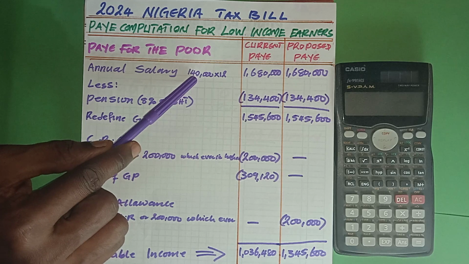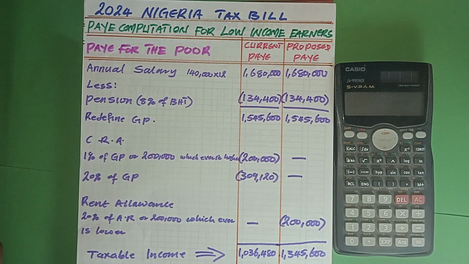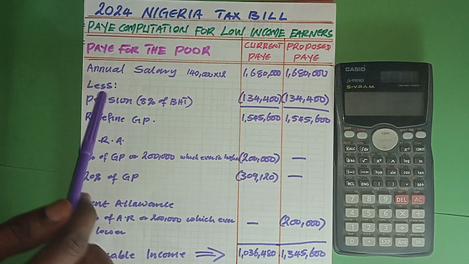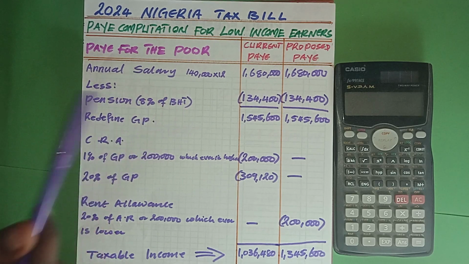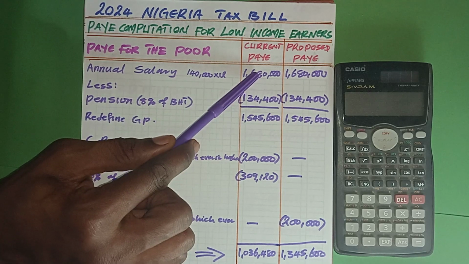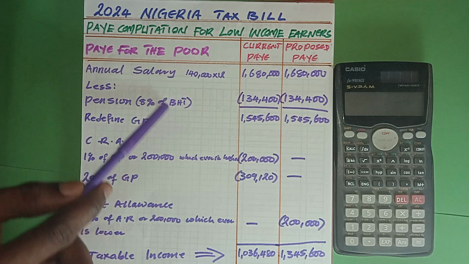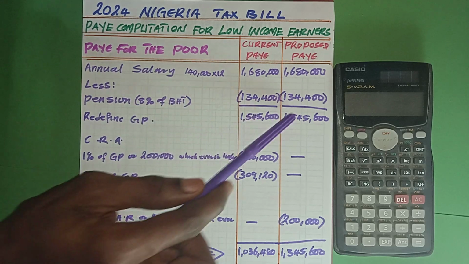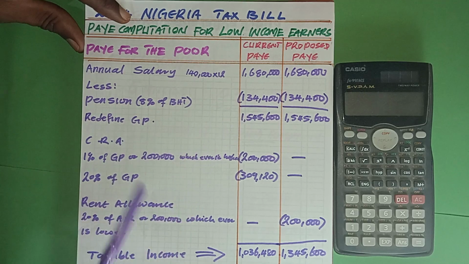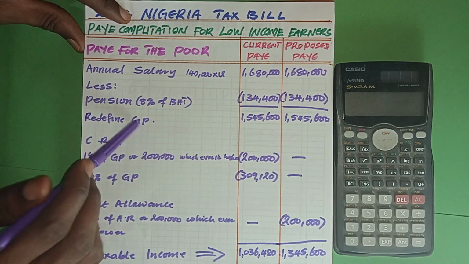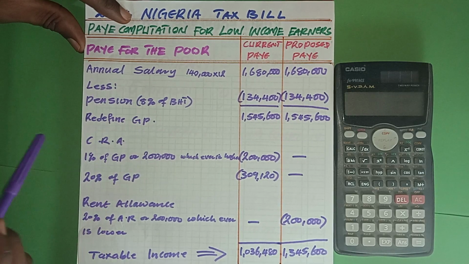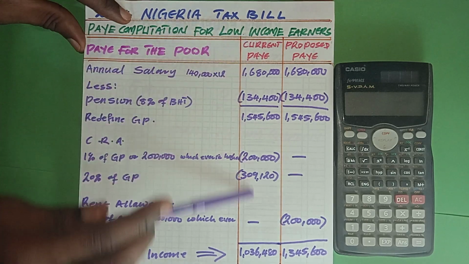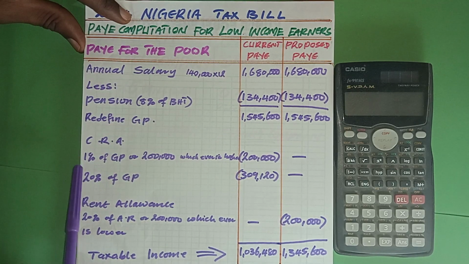Now this is the annual salary. This is monthly, sorry. 140 times 12 will give you 1.68 million. Good. Then this is the pension. Mind you, this pension is 8% of BHT, basic, housing and transportation, but we just took the 8% on this, though normally it's on basic, housing and transportation. It will give us this figure, which is our redefined gross pay.